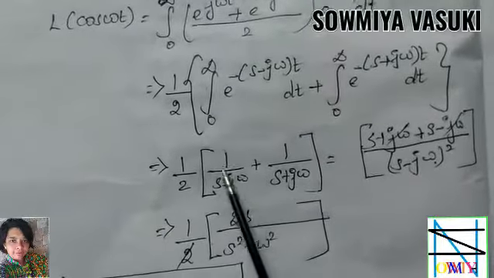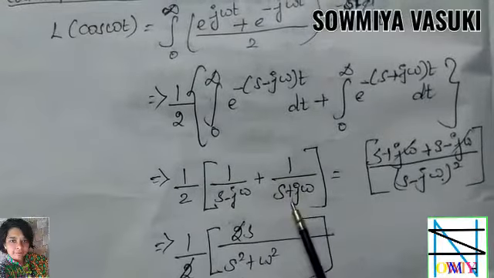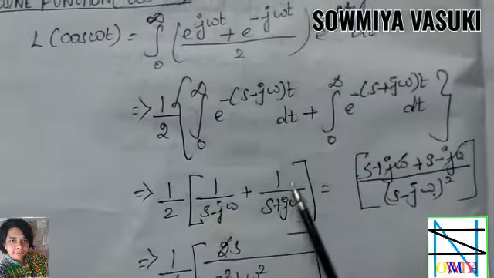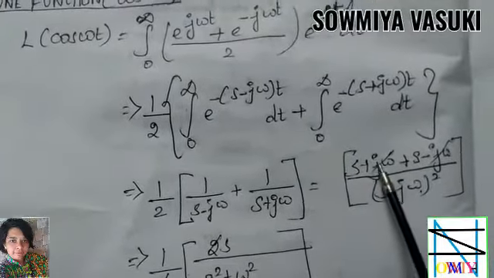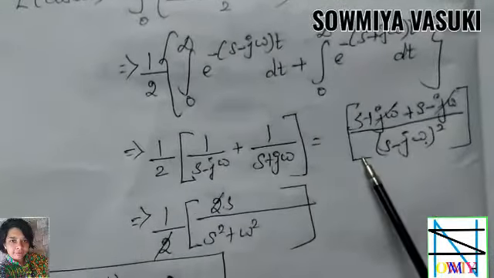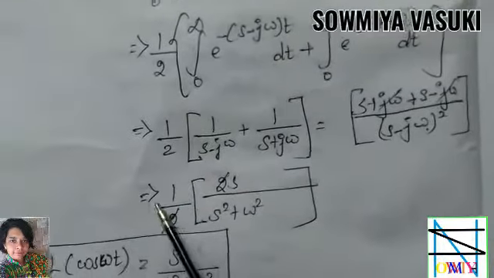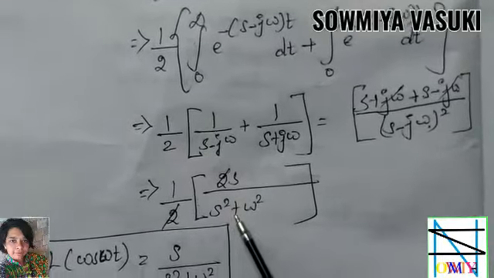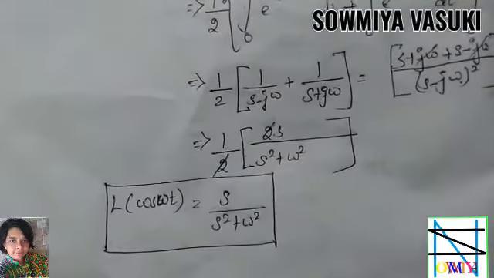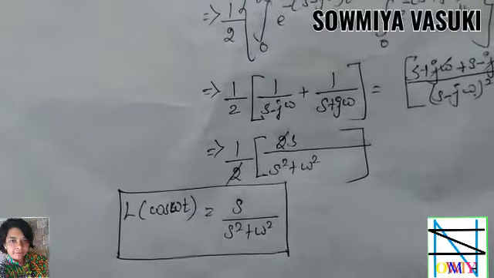So 1 by 2 of 1 by s minus j omega plus 1 by s plus j omega. Cross multiplying, s minus j omega and s plus j omega, the plus j omega and minus j omega get cancelled, giving s square plus omega square. So 1 by 2 into 2s divided by s square plus omega square. So L of cos omega t is equal to s divided by s square plus omega square.